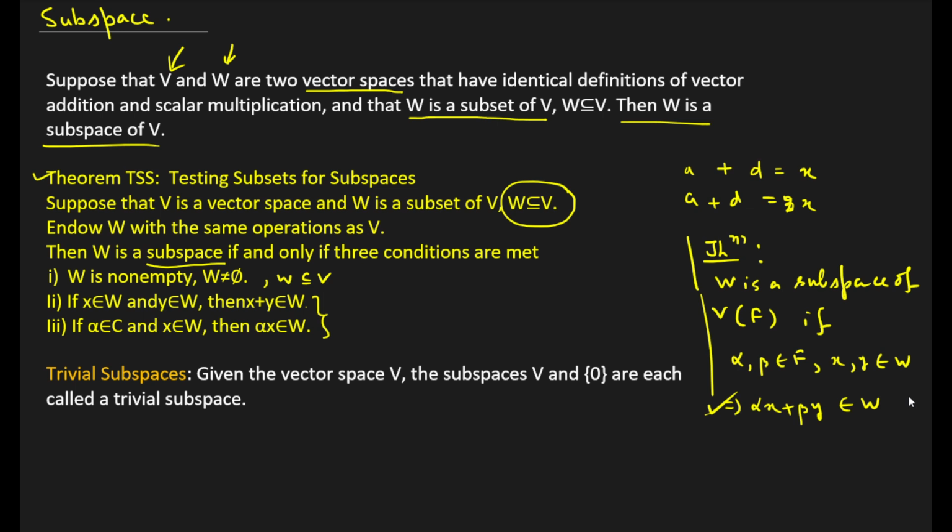belongs to W. Now, what are trivial subspaces? Okay, now see what a trivial subspace is. So suppose this is V. We all know that V is a subset of V itself, right? V is a subset of V itself. So what is V? V is a vector space. So if this is a vector space, this is also a vector space because they are the same. So one is a subset of the other.